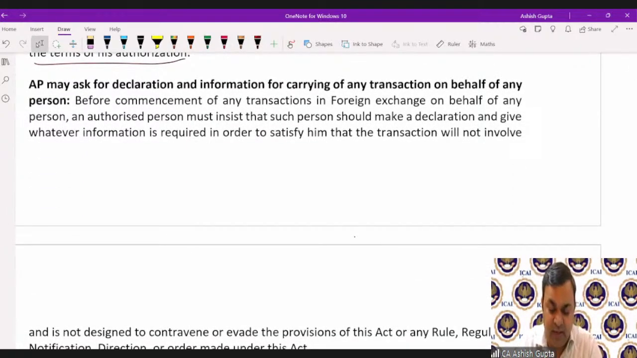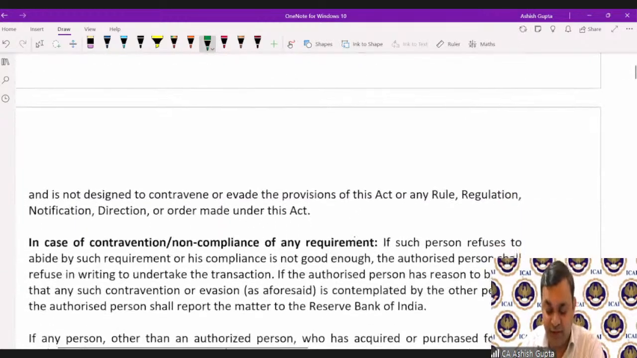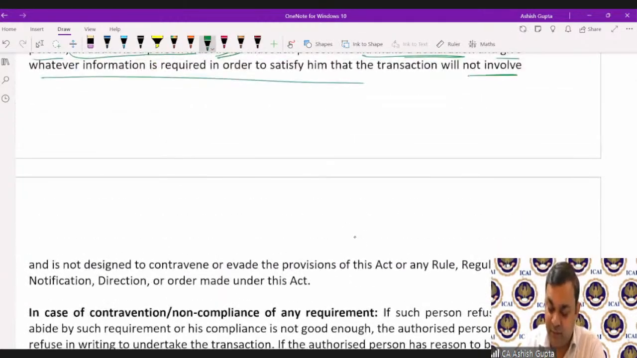An authorized person may ask for a declaration and information for carrying on any transaction on behalf of any person before commencement of any transaction in foreign exchange on behalf of any person. An authorized person must insist that such person makes a declaration and gives whatever information is needed to satisfy that the transaction is not designed to contravene the provisions of the Act, rules, regulations, notification, direction, or order as issued under this.